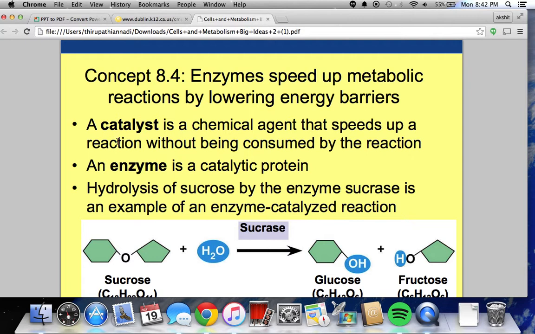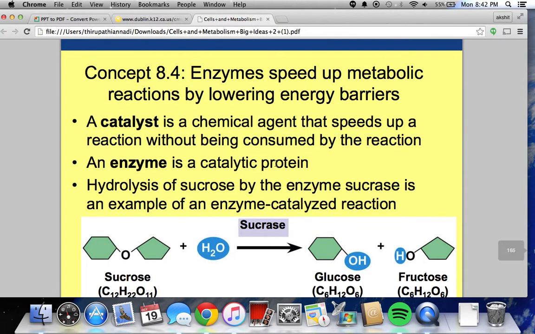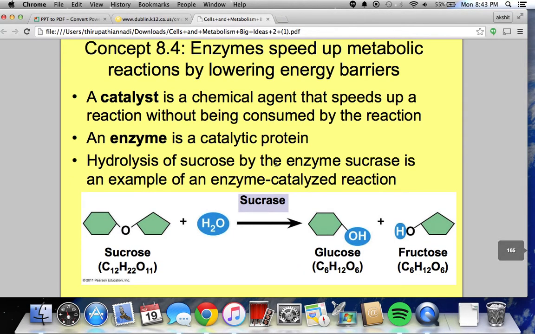So a catalyst is a chemical agent that speeds up a reaction without being consumed by the reaction. So it's just a little helper that helps one thing become another. Like I help you get A's on your bio quizzes. I'm not consumed, but I help you guys. An enzyme is a catalytic protein, so it helps you inside the body speed up reactions. So it's an organic molecule.